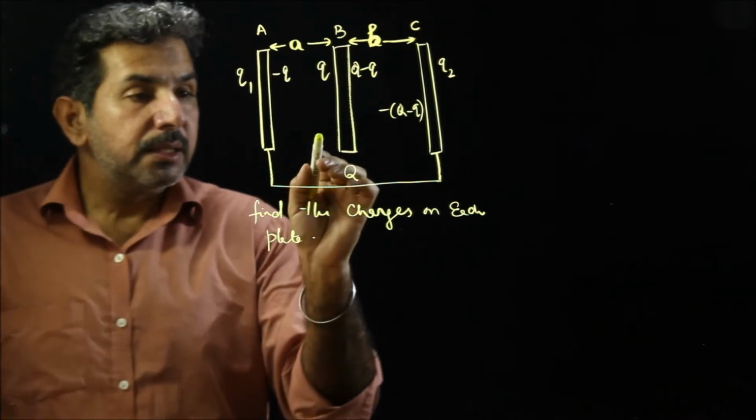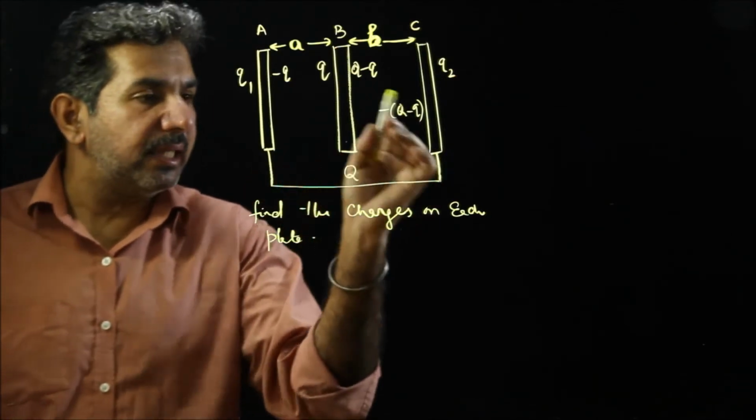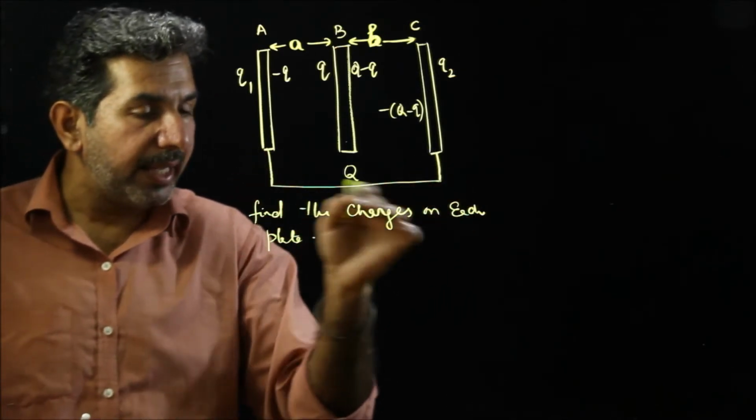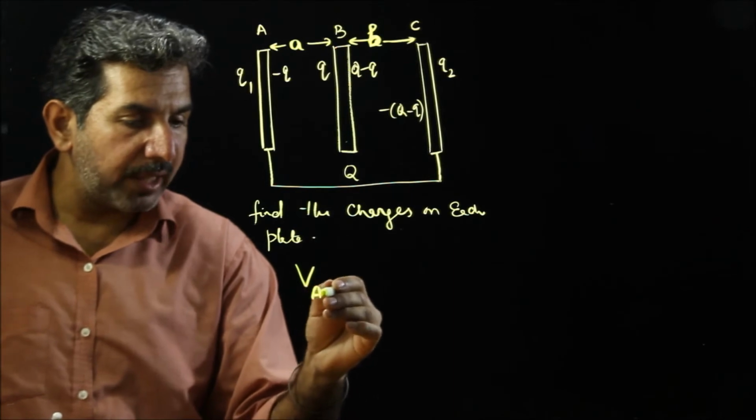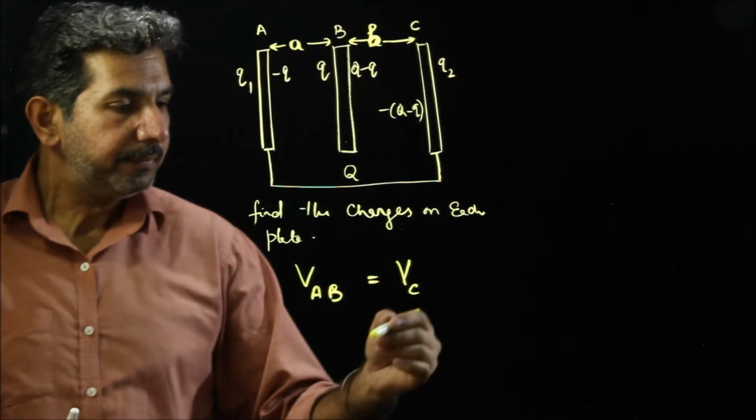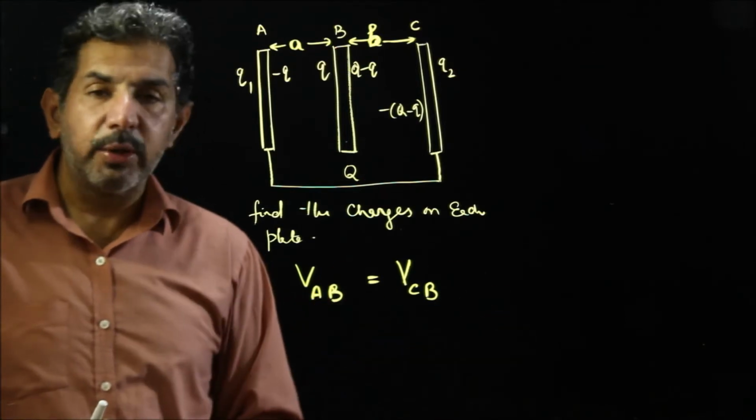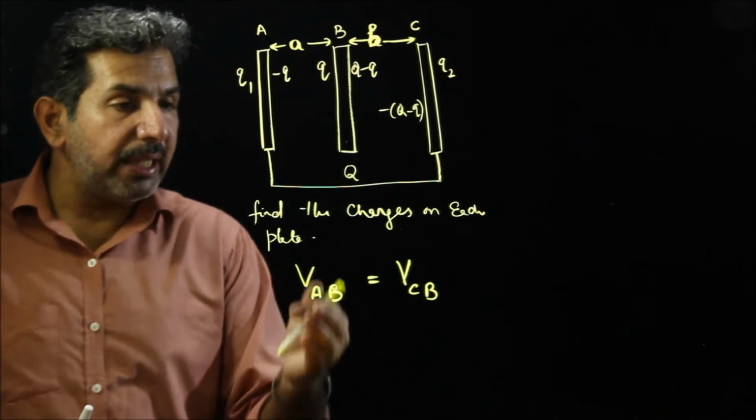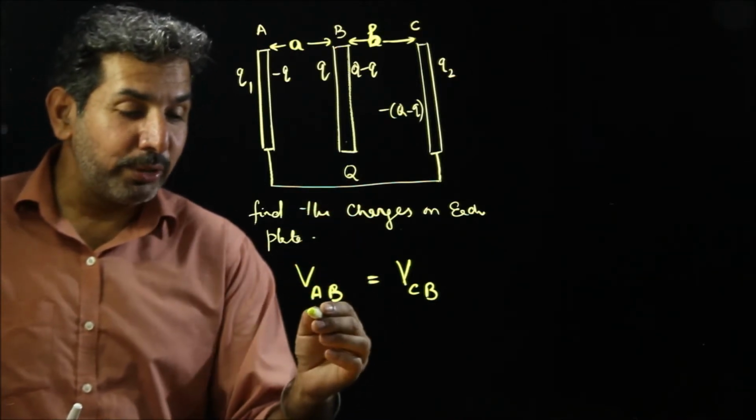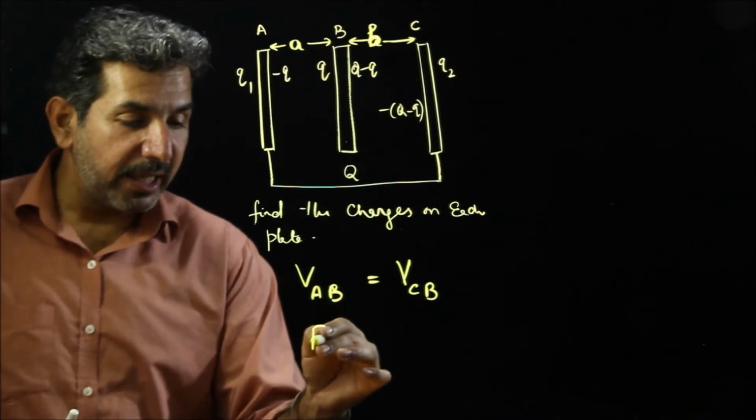Now, see, the potential difference between B and A and between B and C will be equal. Why? Because both A and C are connected through a wire. It means the potential of A with respect to B should be equal to the potential of C with respect to B, right? So VAB should be equal to VCB. And what is VAB? VAB is the potential gradient. So we are going to use the logic that electric field is the potential gradient.